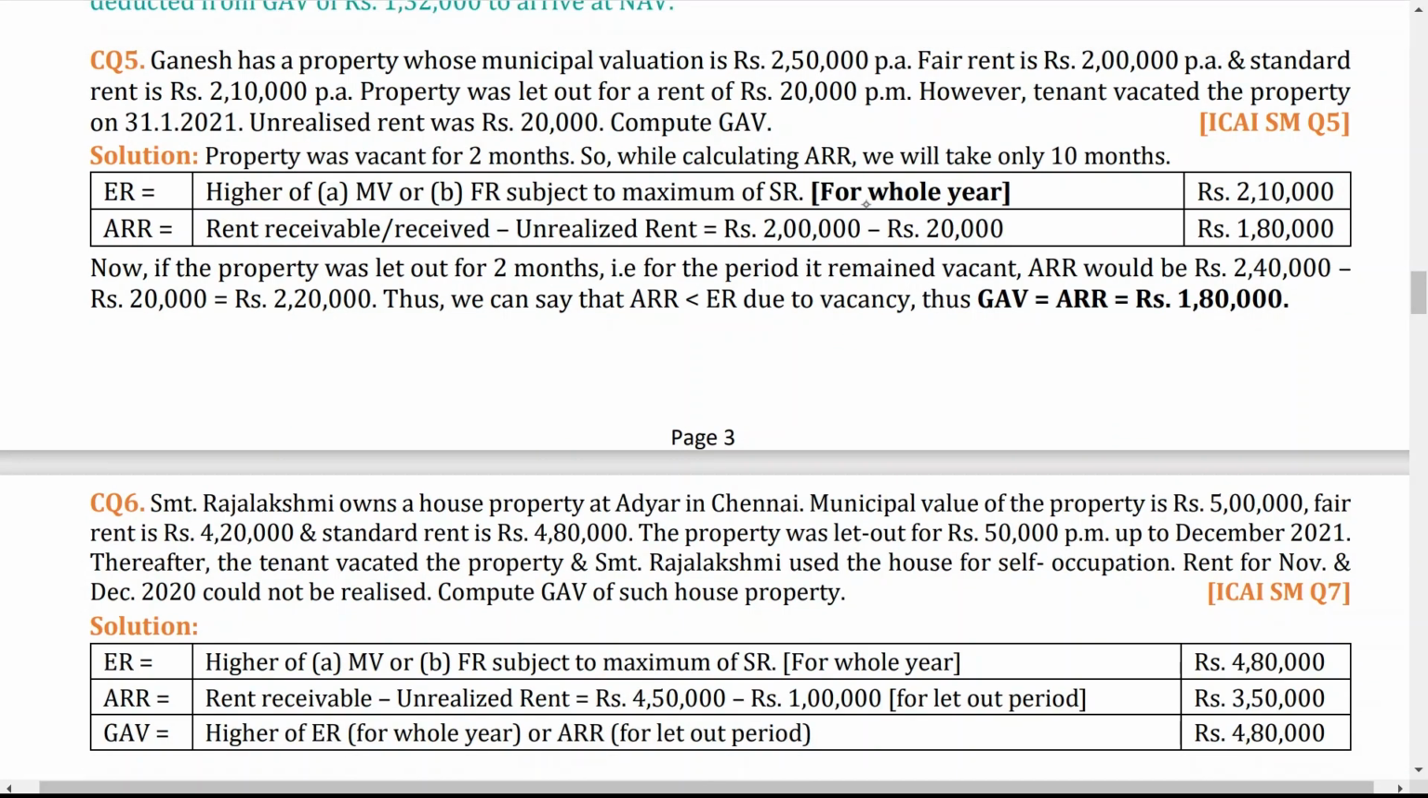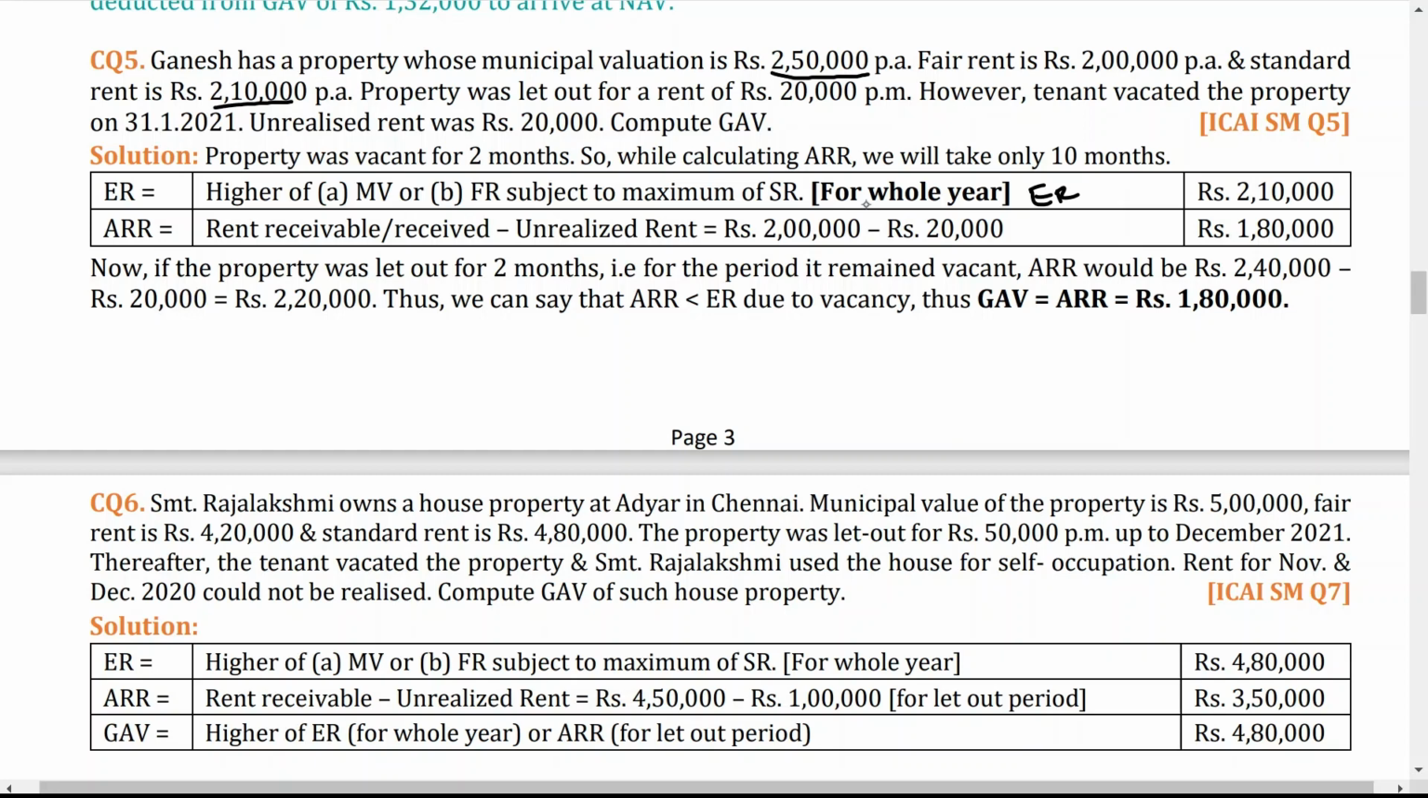Now Ganesh has a property whose municipal valuation is 2,50,000 per annum, fair rent is 2 lakh per annum, and standard rent is 2,10,000. So from municipal valuation and fair rent, the higher is municipal valuation, so 2,50,000. Then standard rent is 2,10,000. So your ER answer is whichever is lower. So 2,50,000 and 2,10,000. So 2,10,000 is your answer.